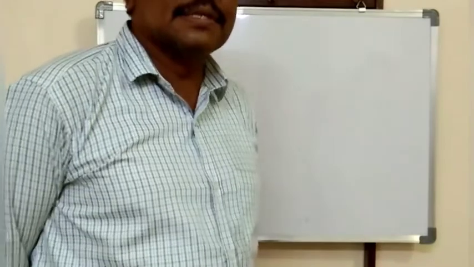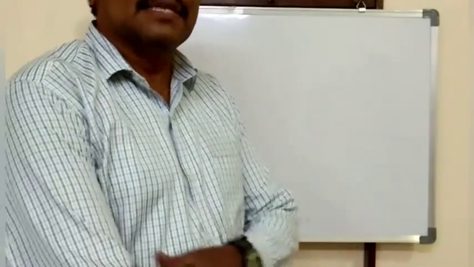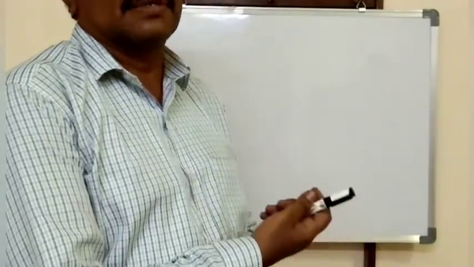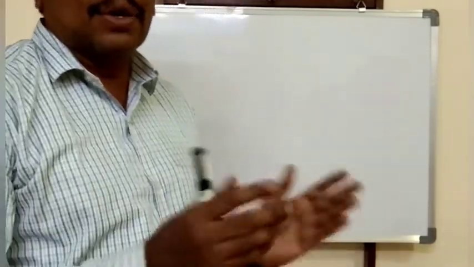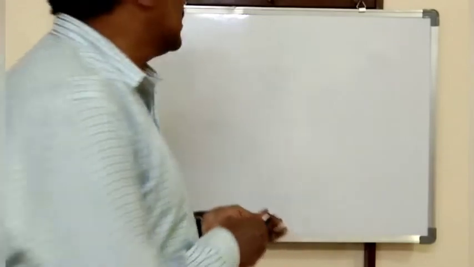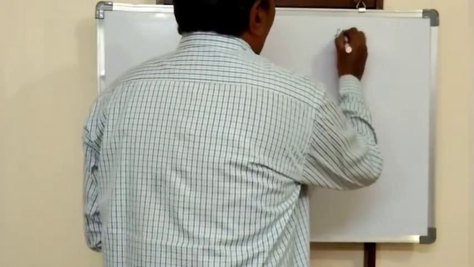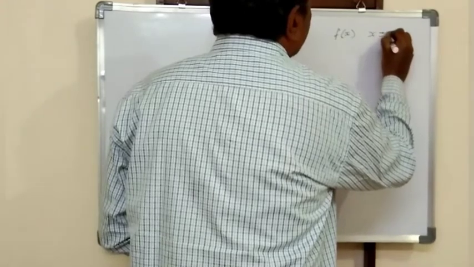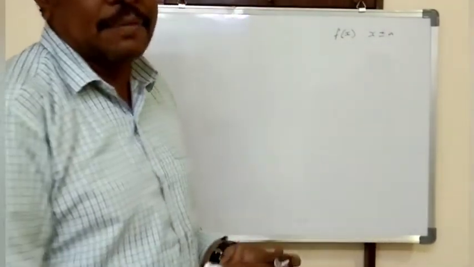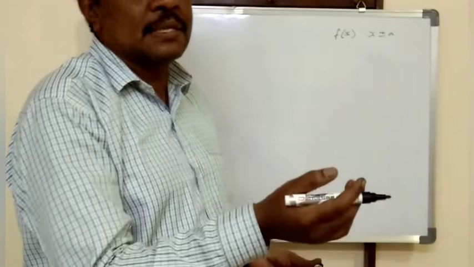In the previous class, we had discussed synthetic division, that is called Horner's method. With the help of this Horner's method, we can find the quotient as well as the remainder when a polynomial f(x) is divided by x minus a or x plus a.